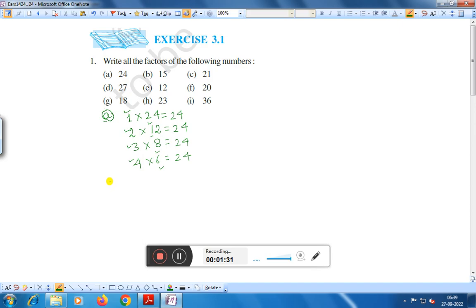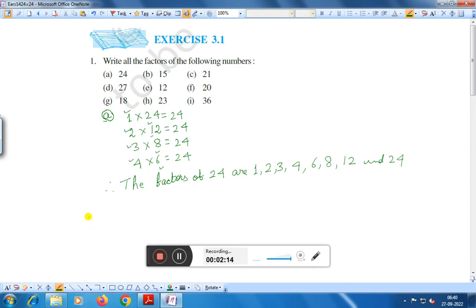Therefore, the factors of 24 are 1, 2, 3, 4, 6, 8, 12 and 24. This is very easy. This is the way you have to find the factors.